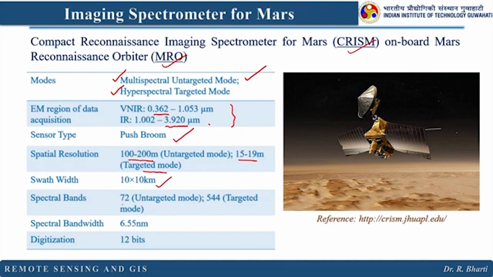Spectral bands are 72 for multispectral and 544 for hyperspectral, and the spectral bandwidth is 6.55 nanometer. The digitization, or in other words the radiometric resolution, of this CRISM data is 12 bits. So that 12 bit gives you the flexibility to resolve the incoming radiation in many segments, right?